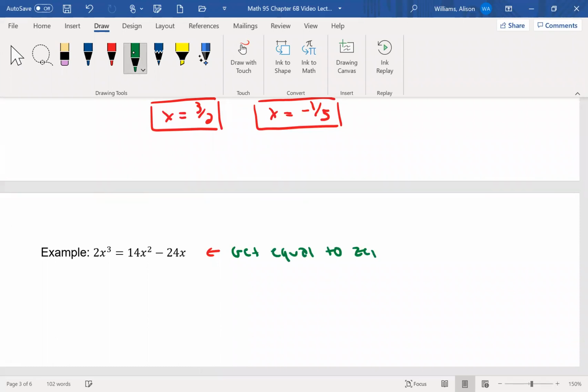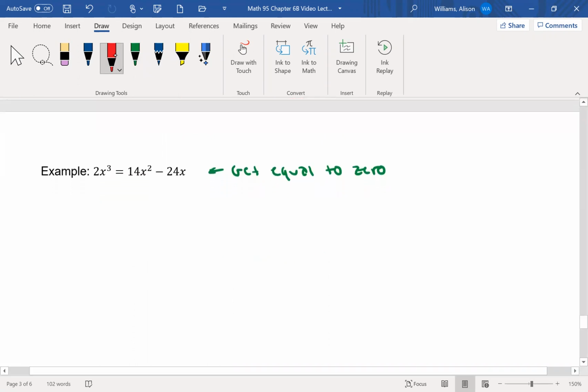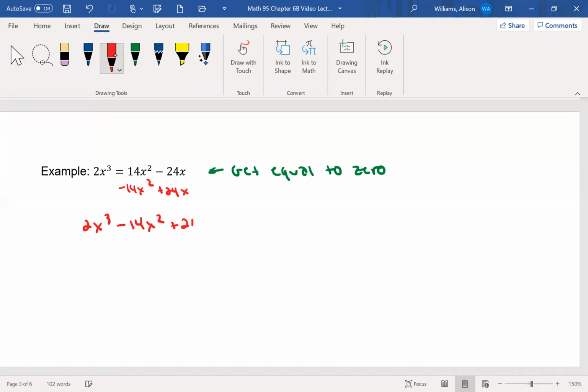My computer's like a little slow when I select the color and I start writing. Okay, there we go. So I'm going to go ahead and I'm going to subtract the two things on the right side. I'm going to move them to the left side. So I'm going to minus the 14x squared, and I'm going to add the 24x to both sides. I'm not going to show the full step because it's kind of not a lot of space. So minus 14x squared plus 24x, and now that's equal to 0.